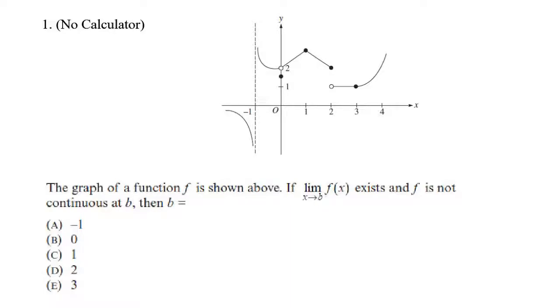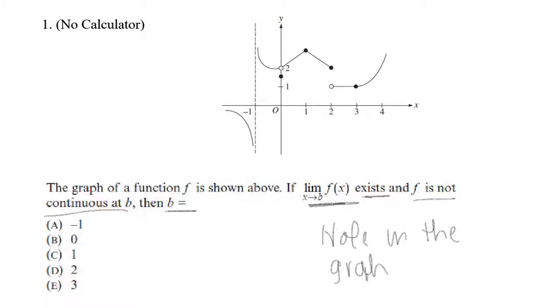For this particular problem, the graph of the function f is shown above. If the limit as x approaches b of f of x exists and f is not continuous at b, then b has to be which one of these values along the x-axis? So our limit exists, but f is not continuous. That tells me we're looking for maybe a hole in the graph. So let's look and see, where do we have a hole in the graph?